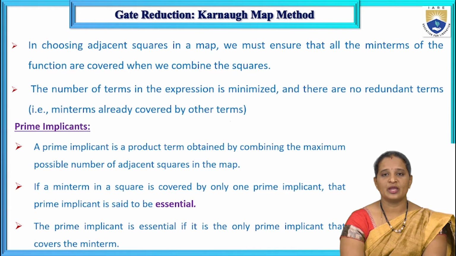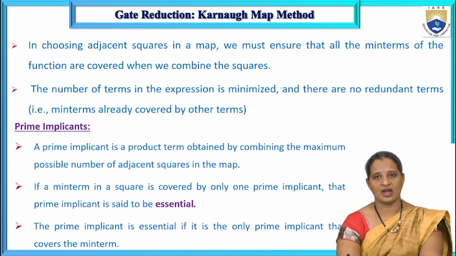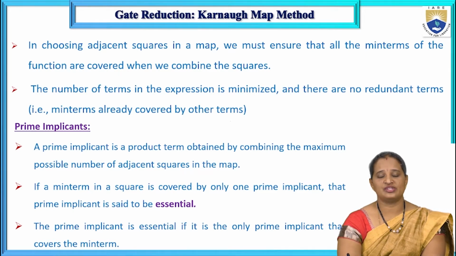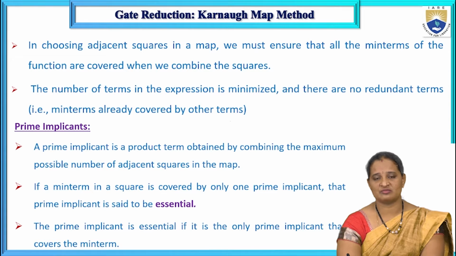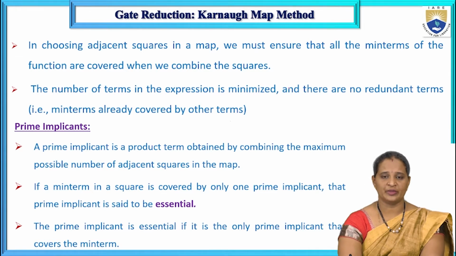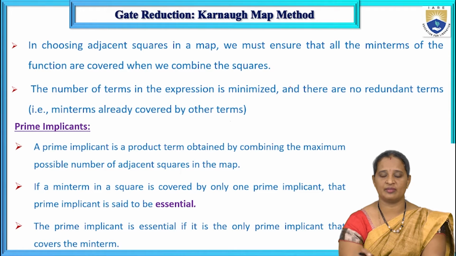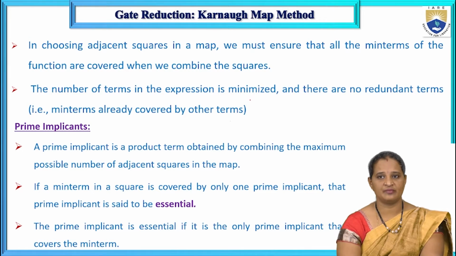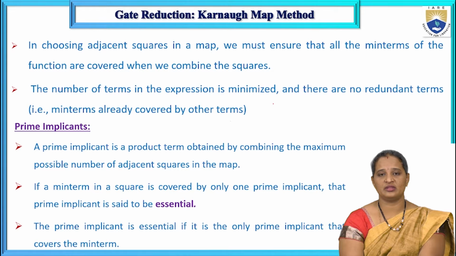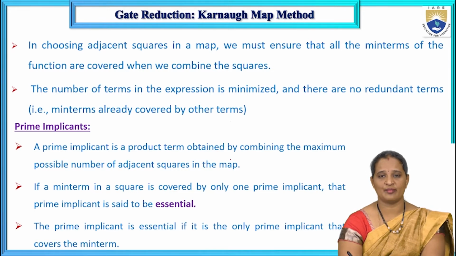Whenever we are grouping the adjacent cells, there are two things we need to keep in mind. We have to ensure that all the minterms or maxterms have been covered by any one of the groups, and we need to ensure that they have been covered by the minimum number of groups, so that a more simplified expression can be obtained. And one more thing that we have to remember: the number of terms in the expression is minimized. That means by forming the groups, we are able to minimize the number of terms, and there are no redundant terms.